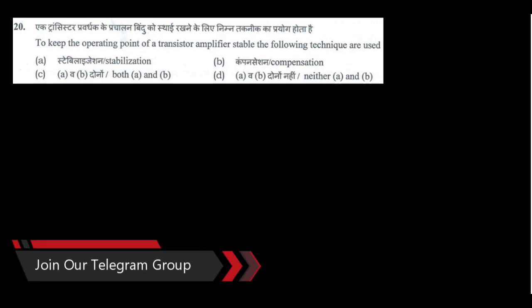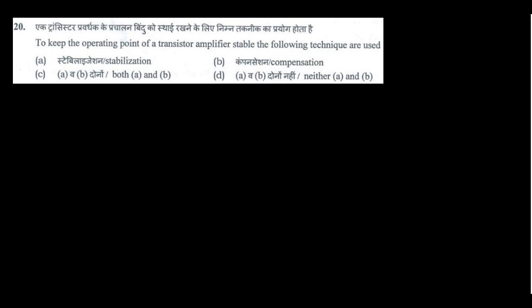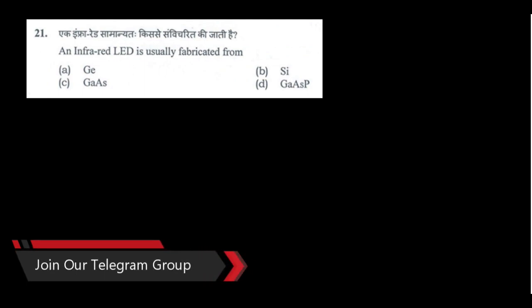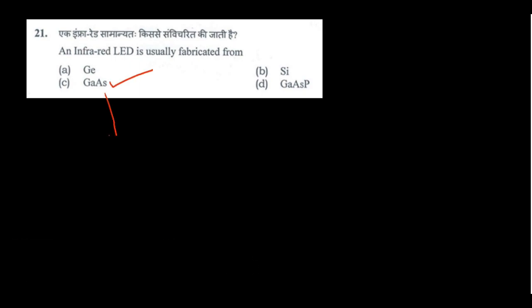Next question. To keep the operating point of a transistor amplifier stable, the following techniques are used. What is the technique we use? It is the stabilization of the operating point. Then the transistor operates in a stable condition. And infrared LED is usually fabricated from gallium arsenic. Gallium arsenic is the right answer. IR LED is manufactured from gallium arsenic.